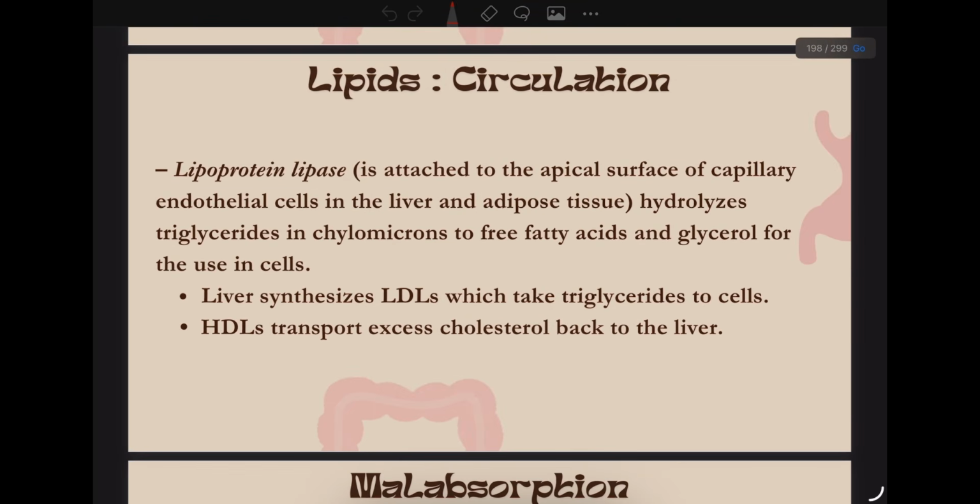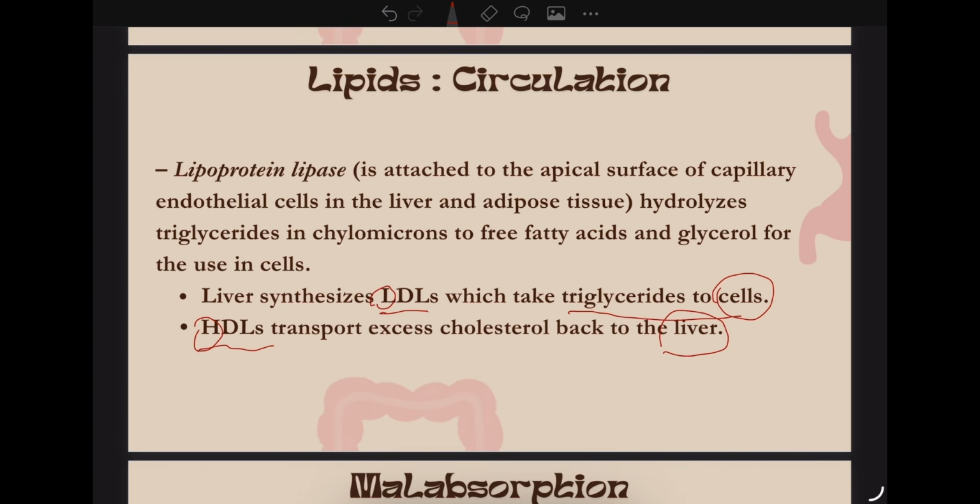Now, once it gets to the circulation, how do we deal with it? The liver synthesizes low-density lipoproteins. They take triglycerides to the cells. It's low, so they take them to the small stuff. High-density lipoproteins get the excess cholesterol back to the liver, because they are high, so they take it back to the big guy. Okay, you know, the liver. So this is just a way to remember it.